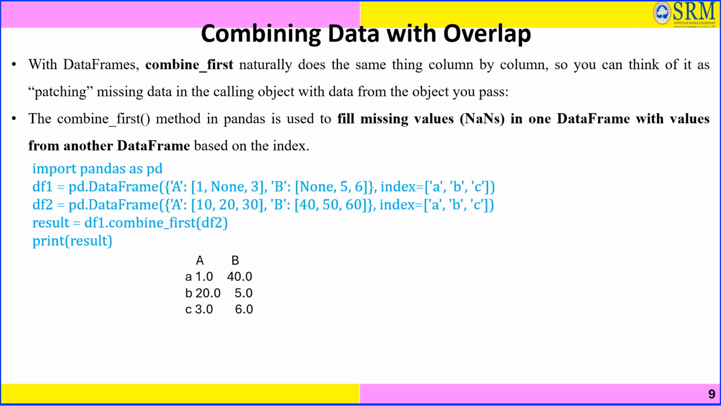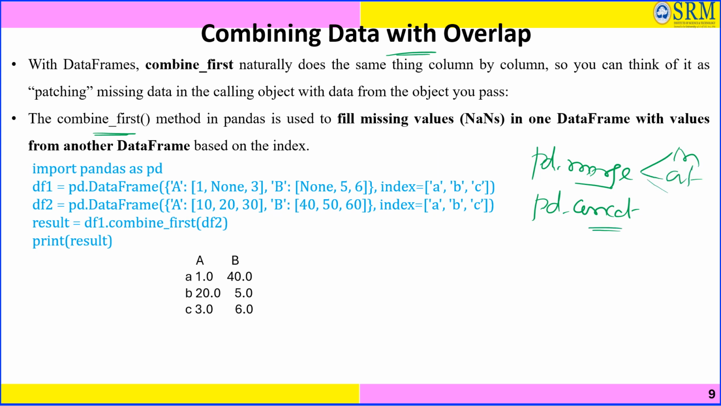Okay, so next, combining data with overlap. For that we have to use combine first. Already in the first slide we mentioned pd.merge. Next one is pd.concat. Next one is combine first. So in pd.merge we have seen inner join, outer join, left join, right join. In concatenate we have seen that the concatenation is based on index.